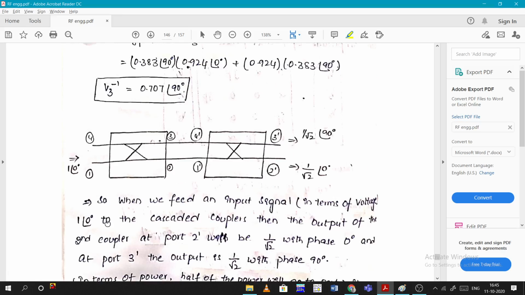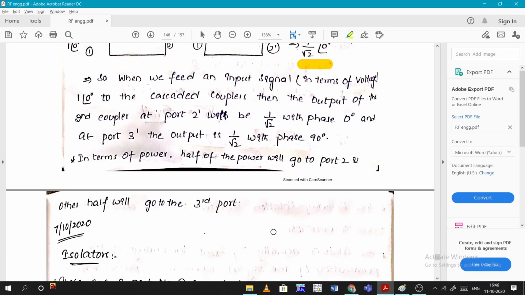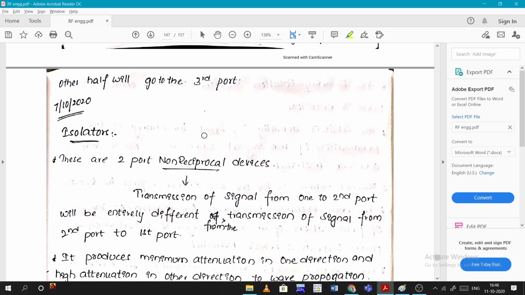So this is how we write it, and this is what we can see. The phase difference between the second and third ports of the second coupler will be 90 degrees, and the difference between the amplitudes is 0. So when we feed a signal into a cascaded coupler, the output of the second coupler at the port will be 1 by root 2 with phase angle 0, and at the other port it is 1 by root 2 with a phase of 90 degrees. In terms of power, half of the power goes to port 2 and half of the power goes to the third port. That's it. Now coming to the isolator.